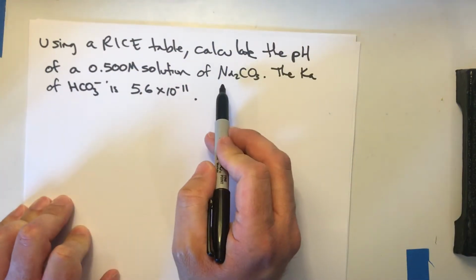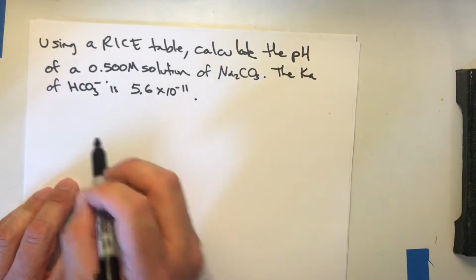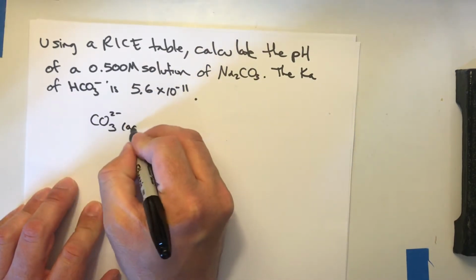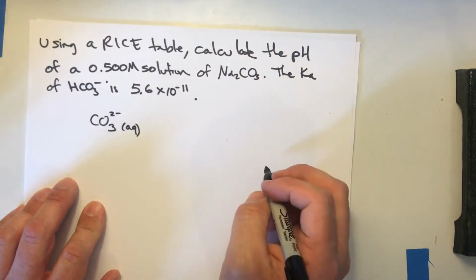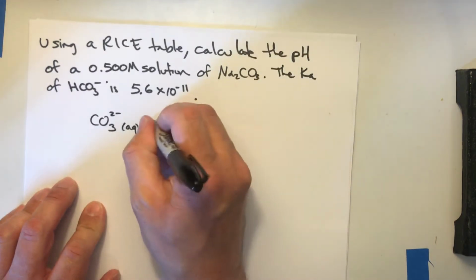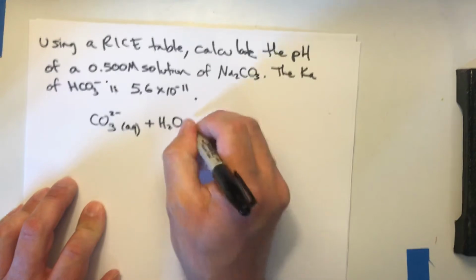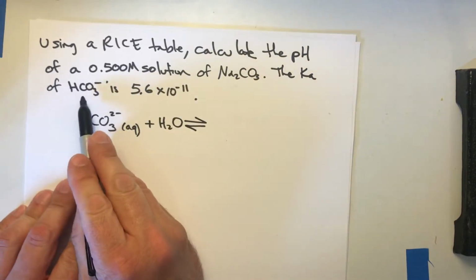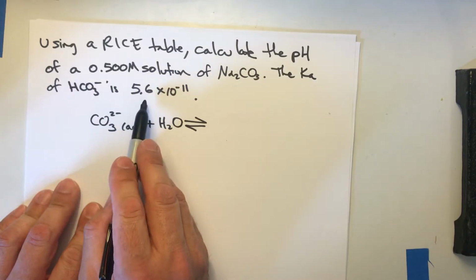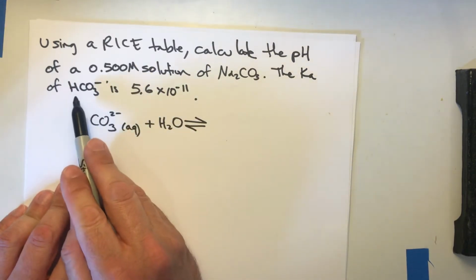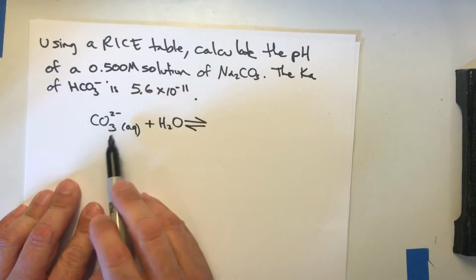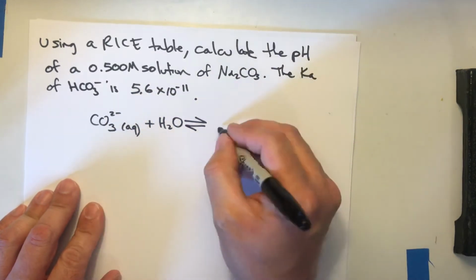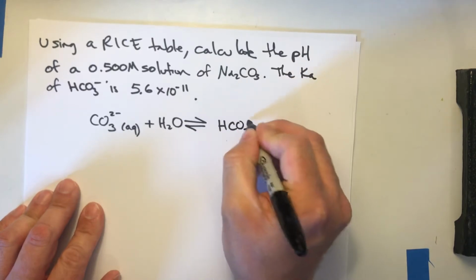Remember, sodium is going to be a spectator. We're going to completely ignore it. So we're just going to start with the carbonate ion and ask ourselves, how would that behave towards water? We've been given a hint in the problem because we're told that the Ka of HCO3 minus is this value. So we know that the acid for which this is the conjugate base is going to be HCO3 minus.